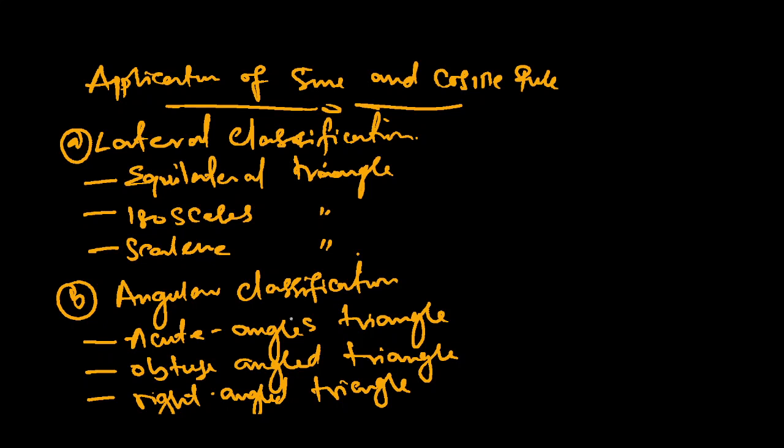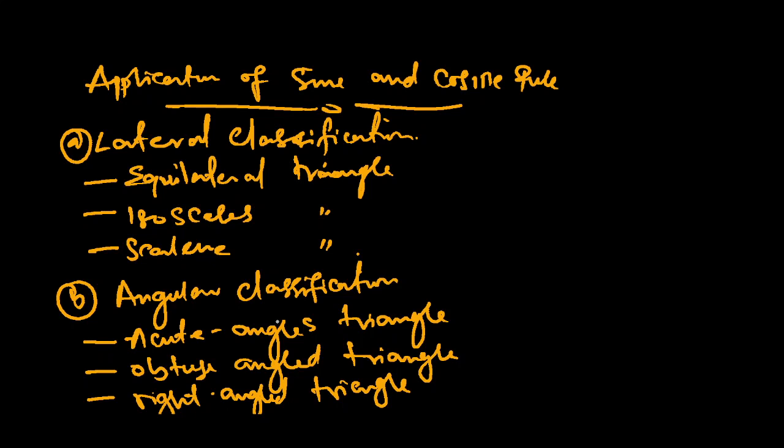So what is acute angled triangle? Acute angled triangle means a triangle that all its three angles are acute. All its three angles are acute. And when I say obtuse angled triangle, it means one of its angles is obtuse. One of its angles is obtuse. A right angled triangle means one of its angles is a right angle, that is 90 degrees.